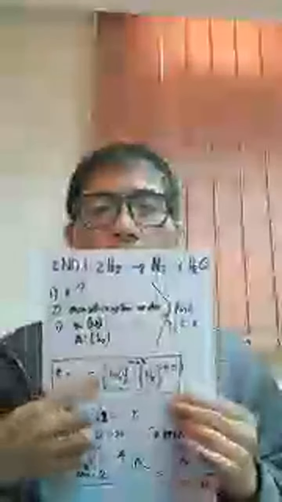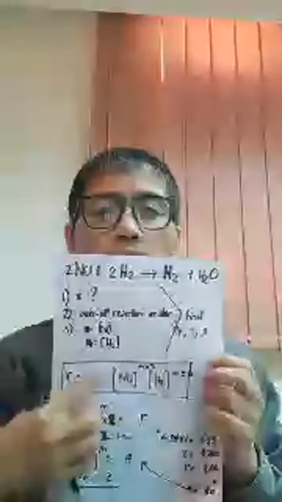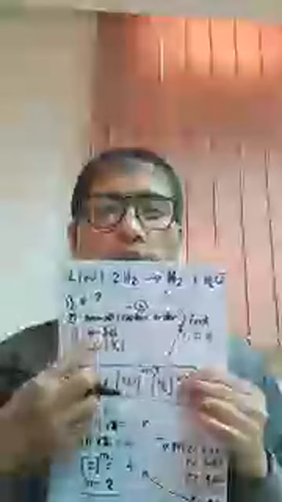So substitute that here. So we have the reaction: R is equal to k[NO] raised to the power 2 and [H2] raised to the power 1. Our k is not yet solved, but our overall reaction order will be 2 plus 1, and that is equal to 3. Overall reaction order is equal to 3.